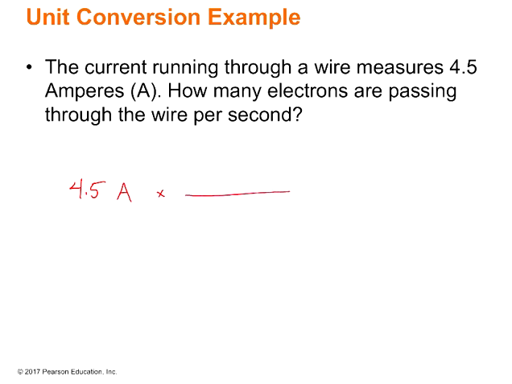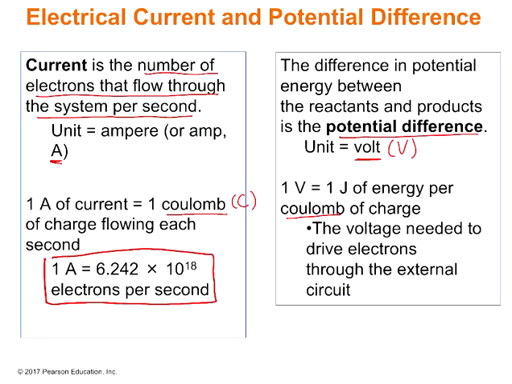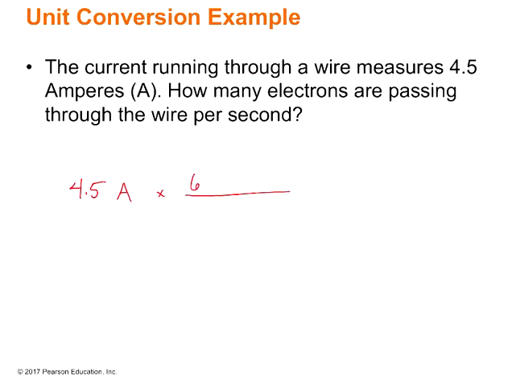So on the previous slide, we saw that 1 amp is equal to 6.242 times 10 to the 18th, and that's in electrons per second. So let's write that down. I'm just going to put electrons per second in the numerator, sorry. And then in the denominator, we're going to put 1 ampere, or 1 amp.